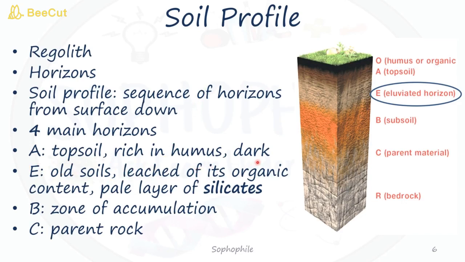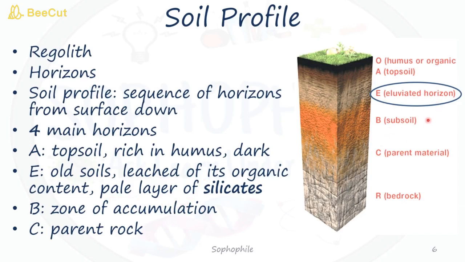In soil which is old, which has been present for many years or many decades, only in those soils is the E horizon present. It is not present in all soils. It is present only in soils which were formed many years ago, which are known as old soils. This layer is formed due to leaching of organic content, and this forms the pale layer of silicates. So it is known as the E horizon.